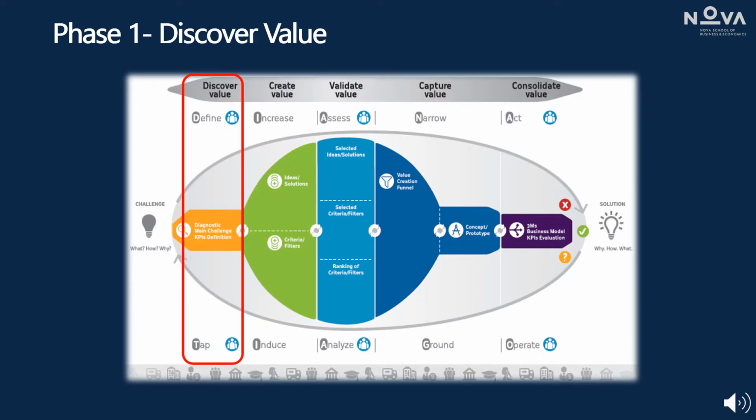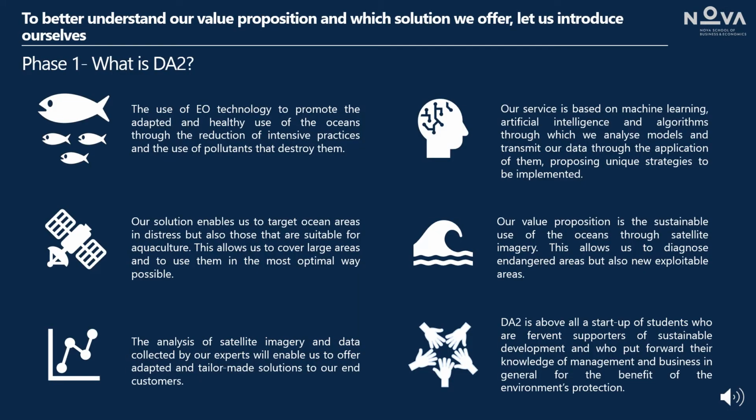The first phase of the VCW is fundamental to have a deeper knowledge about the team's capabilities, the market, and our product. We start by defining the challenge we aim to solve, followed by the key performance indicators, which will allow for a continuous assessment of the team and the project performance. DA2 will conduct a detailed internal and external analysis with the help of known frameworks and will define our value proposition. But what is DA2?